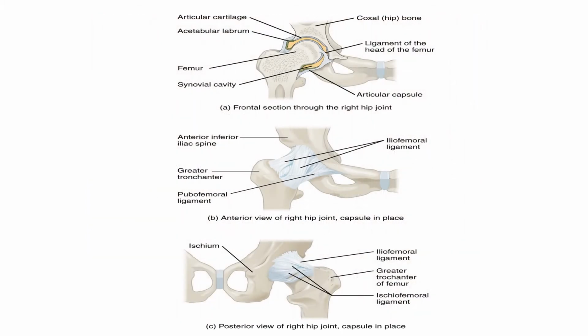Joint capsule. Capsule is strong and dense, a contributor to joint stability, attached to the entire periphery of the acetabulum. Ligaments: iliofemoral ligament, pubofemoral ligament, ischiofemoral ligament and ligament of the head of the femur.